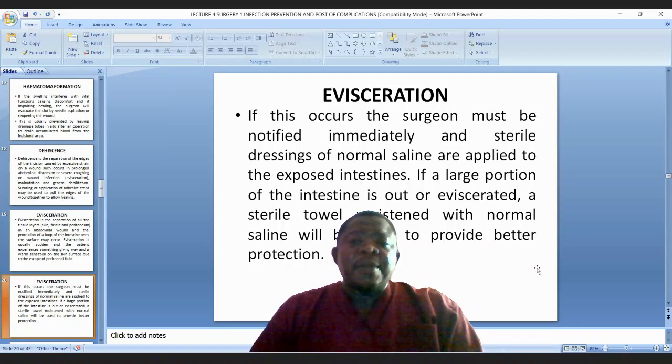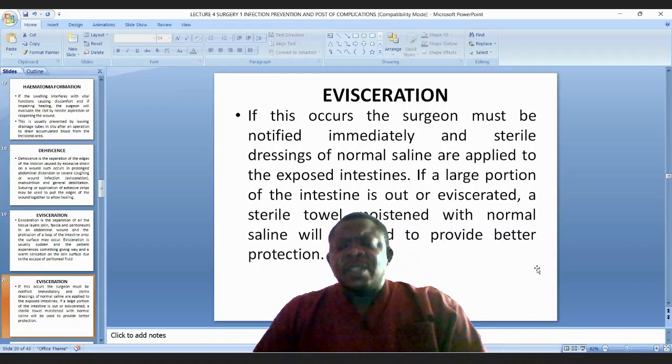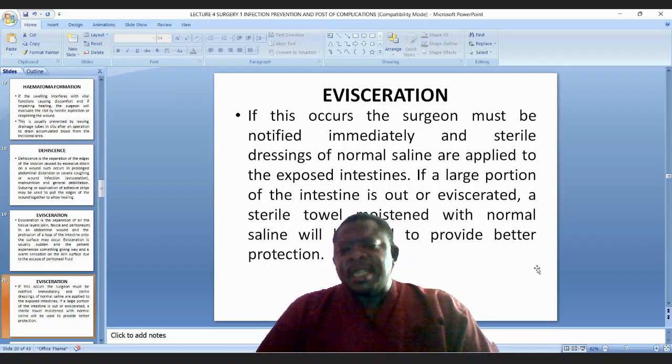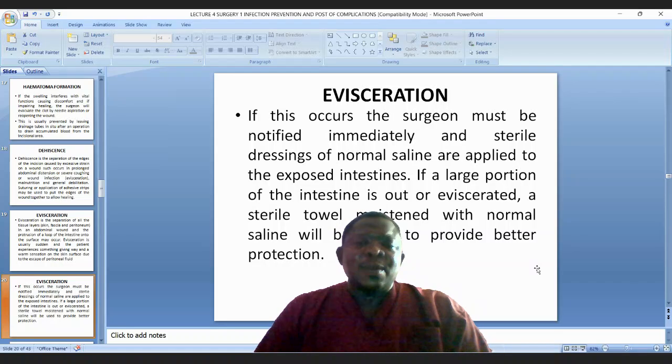So, dressing with normal saline. You can use warm normal saline to improve blood flow. Don't use something cold because it may impair blood circulation to the area. Normal saline will be applied to the exposed intestine. If a large portion of the intestine is eviscerated, a sterile towel moistened with normal saline will be used to provide better protection.